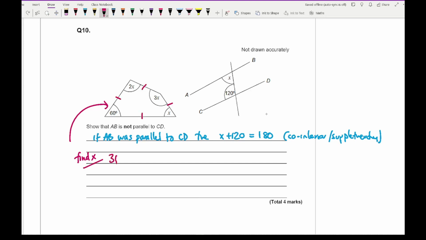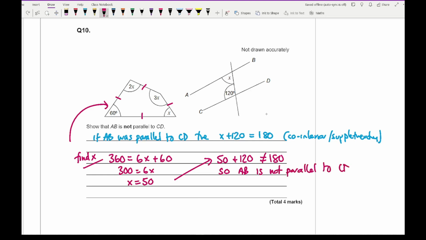So here I've got 360 equals 6x plus 60, and so 300 equals 6x, so x equals 50. So knowing that x equals 50, I can then work out what this is. So here, as x equals 50, 50 plus 120 is not equal to 180, so AB is not parallel to CD.